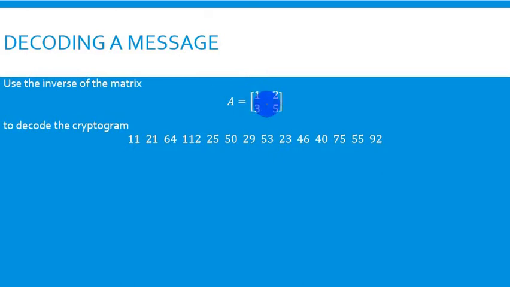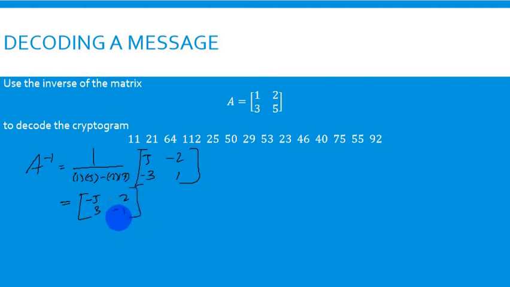Alright, so we have a 2 by 2 matrix, and finding the inverse of this matrix is easier. Rather, we're going to use our formula. That would be 1 times 5 minus 2 times 3 here, multiplied to 5, negative 2, 3, and 1. So here you go. And this will actually result to us having the inverse of the matrix negative 5, 2, 3, and negative 1. So this is what we will now multiply to our cryptogram.